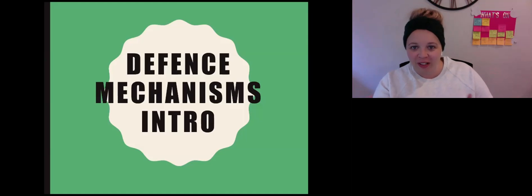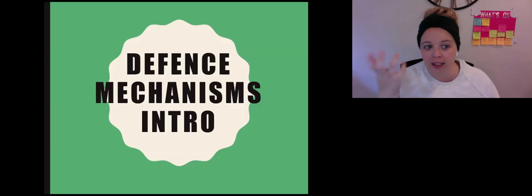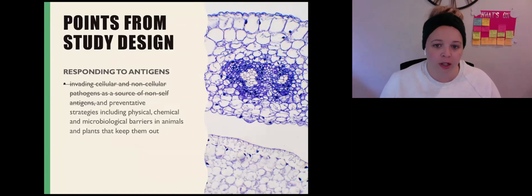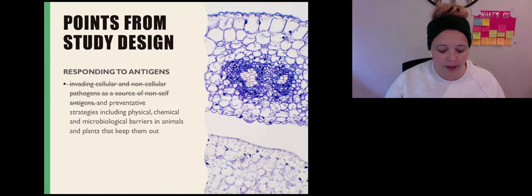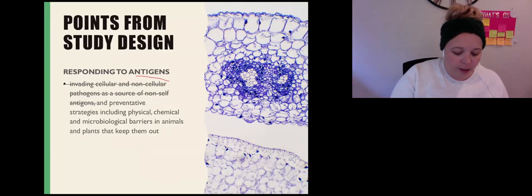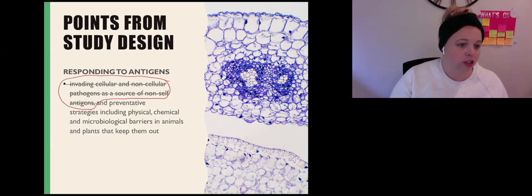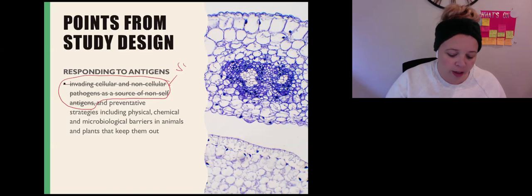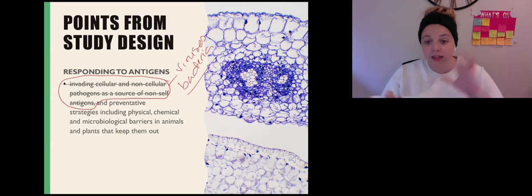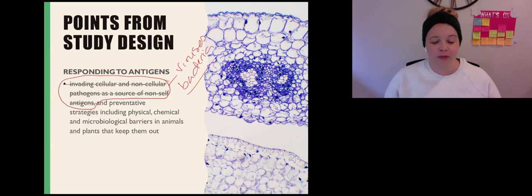So our bodies are very smart and they're very easily adaptable in the way that we can deal with pathogens. So the dot point that we're looking at here actually has two parts to it. We've already looked at the first bit of this: the invading cellular and non-cellular pathogens as a source of non-self antigens. So that is your viruses, bacteria, all of that part there. You need to understand a few of those categories, and we've already gone over those before you watch these videos.